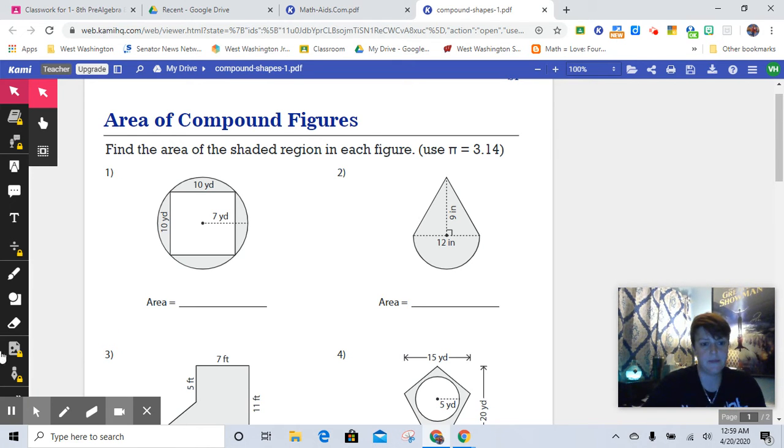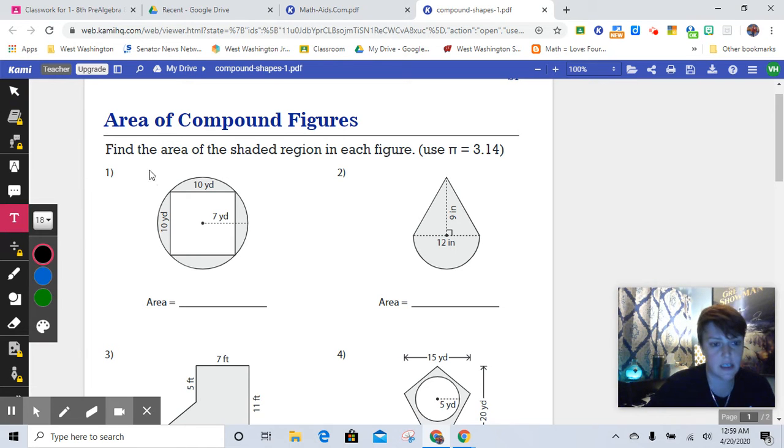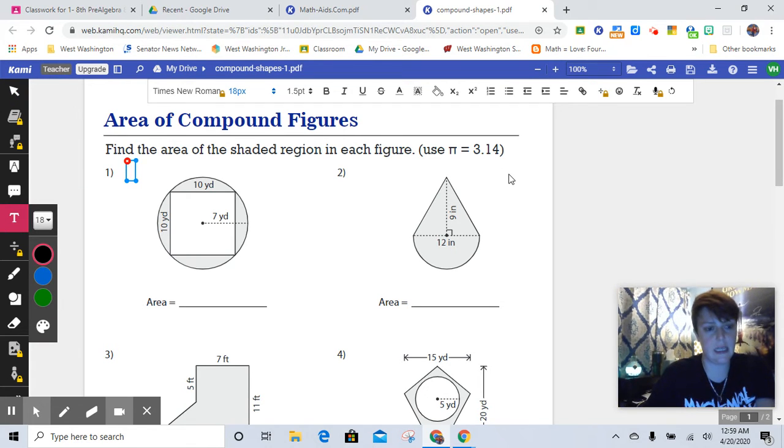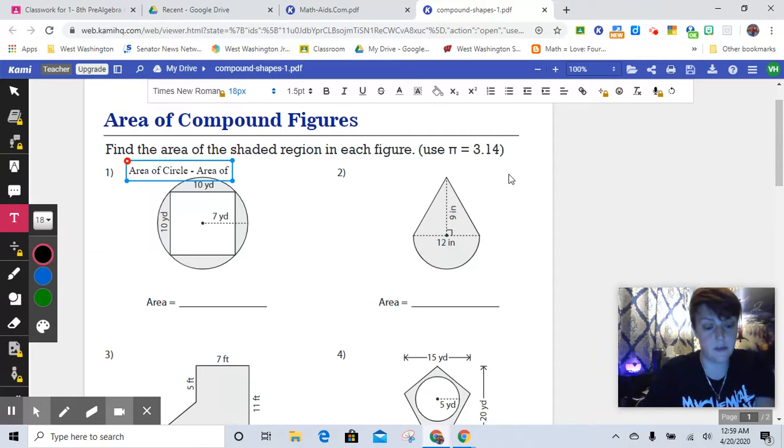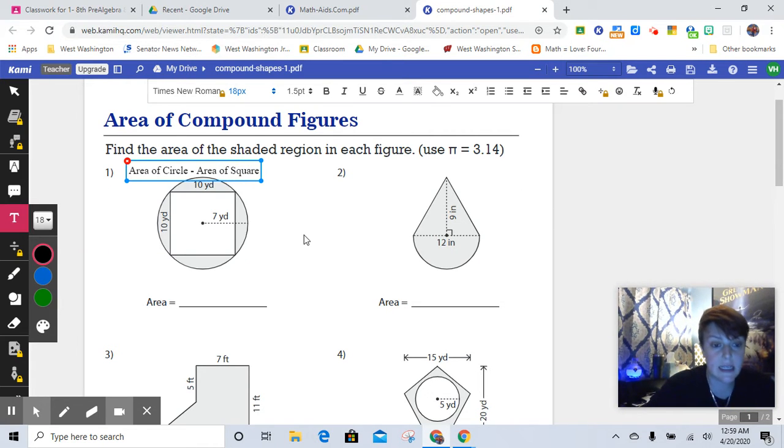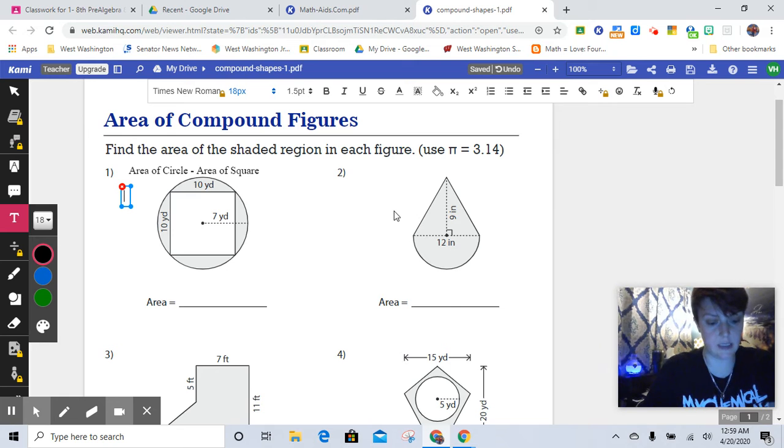Now here's the deal. This was a pizza, a circle, and then we cut out a square. That means that we subtracted it. So our plan of attack, it's always good to have a plan, right? We are going to take the area of the circle minus the area of the square, because that's going to give us what's happening here.